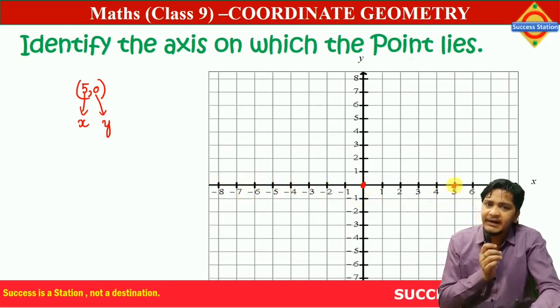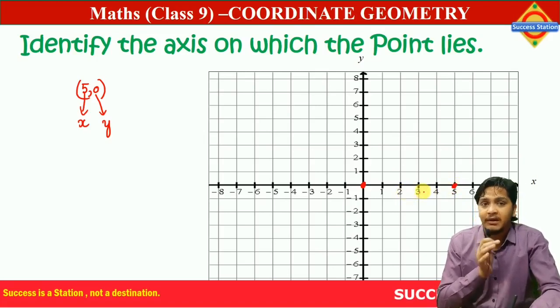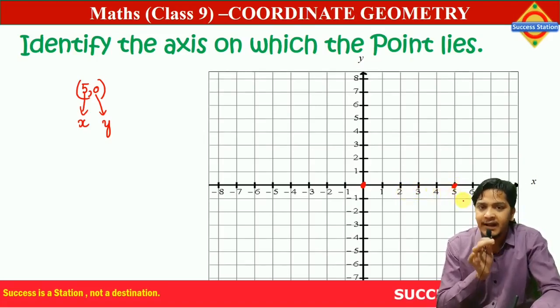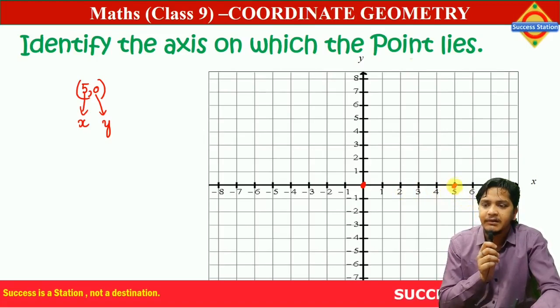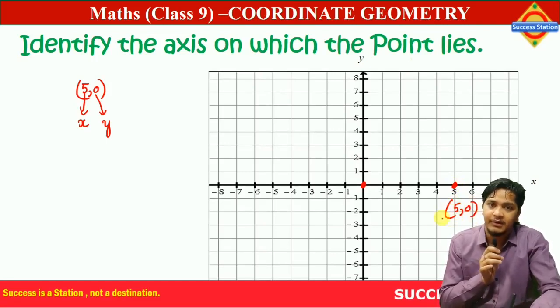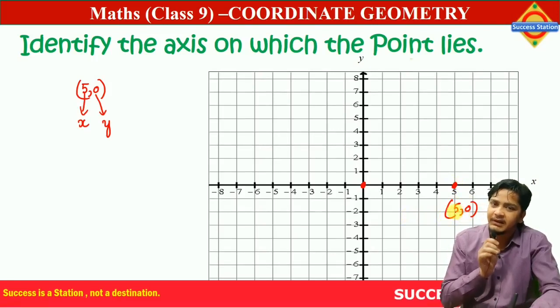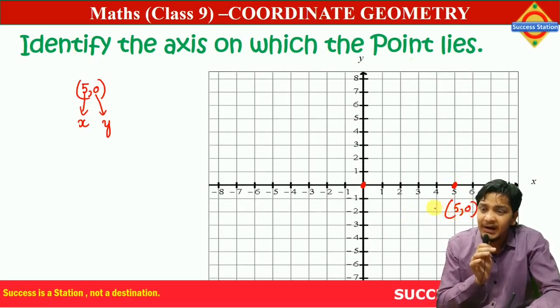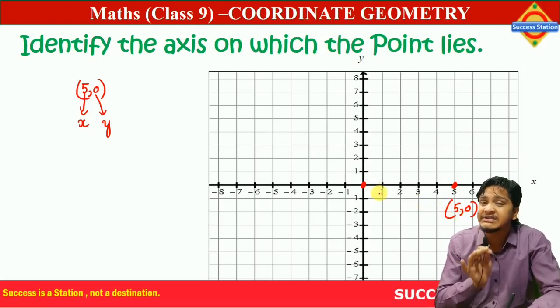But after that, it's saying 0y, which means you don't have to travel any vertical distance. You will be here only. So this point is called 5 comma 0. Right? But tell me one thing. Does this point lie on an axis?